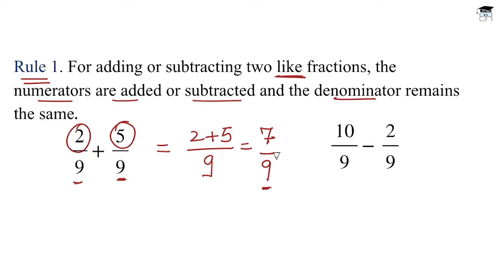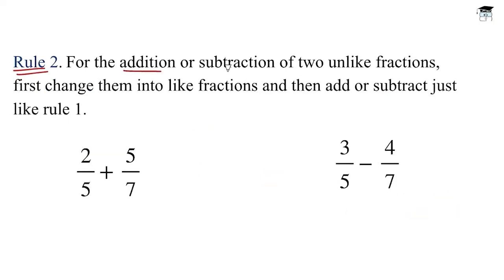Now similarly, when you are going to subtract 2 like fractions, you are going to subtract the numerators and keep the denominator same. So 10 minus 2 is 8 and the denominator is 9. So the answer is 8 by 9.